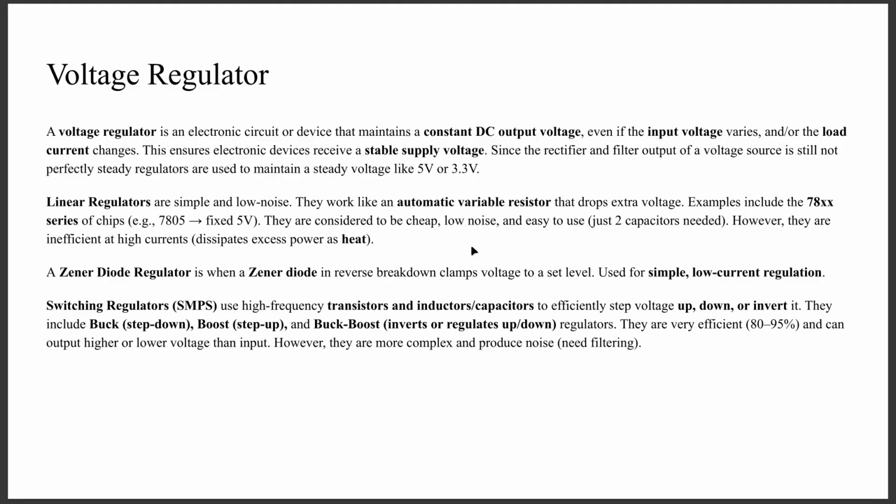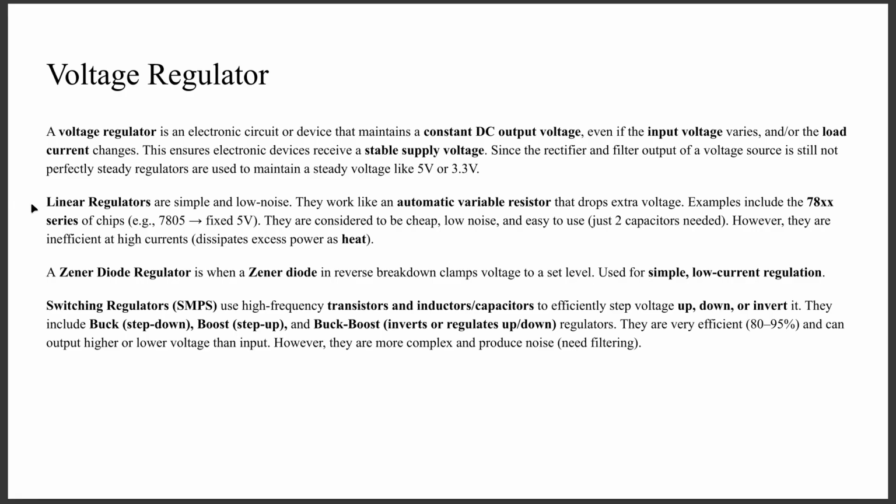A voltage regulator is an electronic circuit or device that maintains a constant DC output voltage, even if the input voltage varies and/or the load current changes. This ensures electronic devices receive a stable supply voltage. Since the rectifier and filter output of a voltage source is still not perfectly steady, regulators are used to maintain a steady voltage like 5 or 3.3 volts.